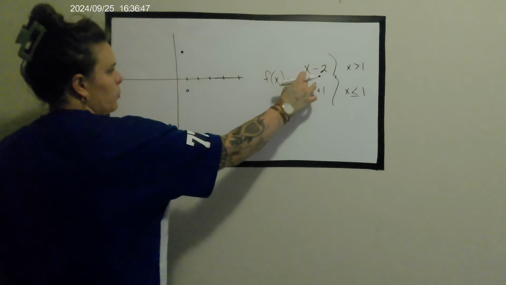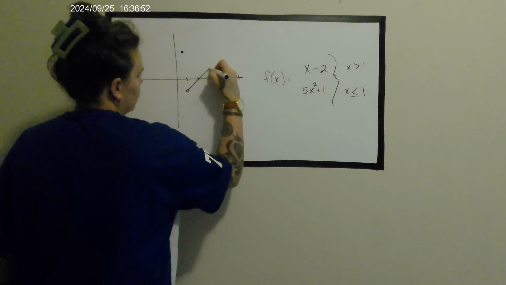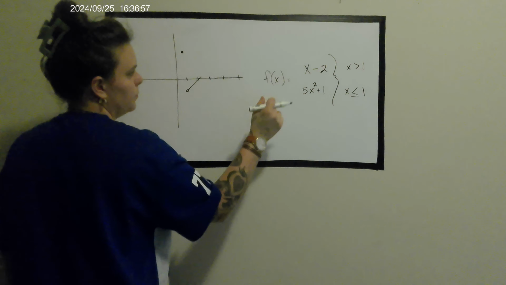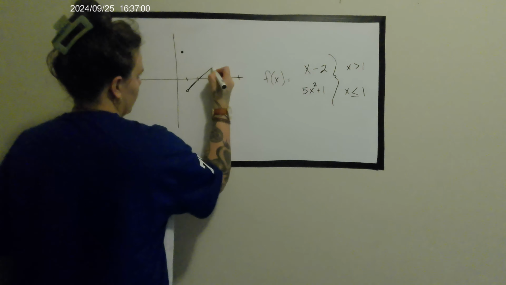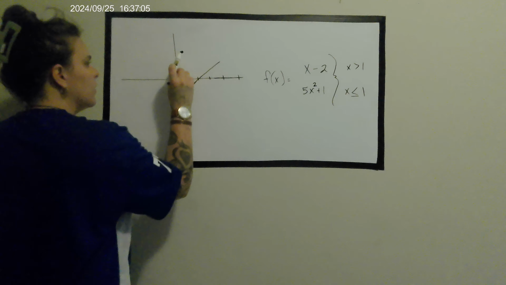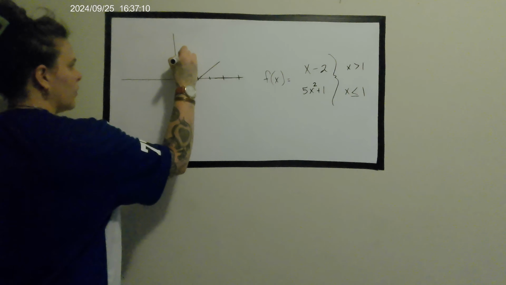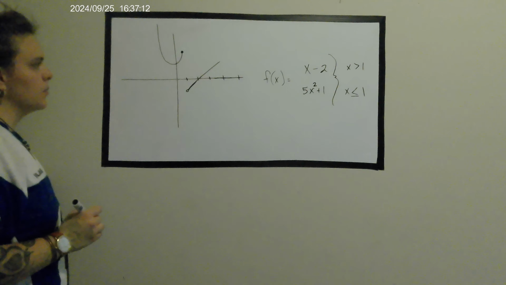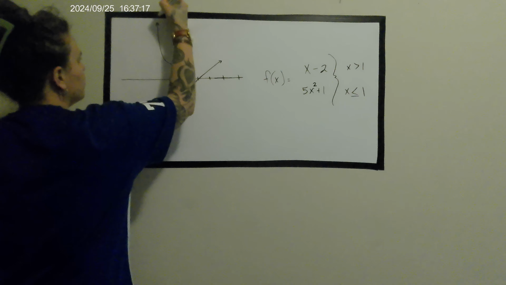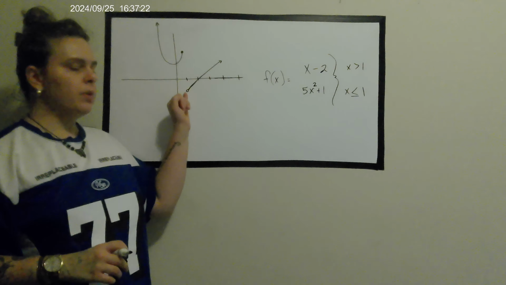So let's look at this example. We'll have something like this, right? Like a linear relationship here. And then down here we have a quadratic, right? We'll go like this. So why do we have an open space here?